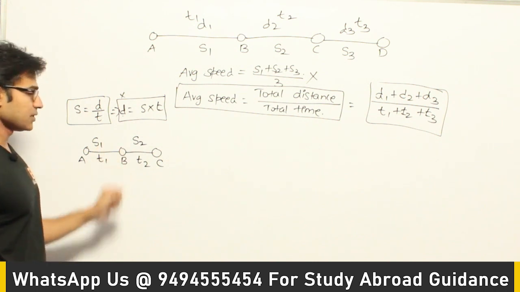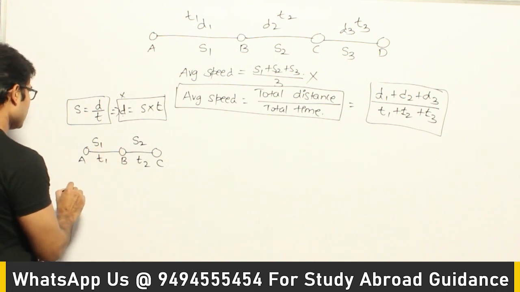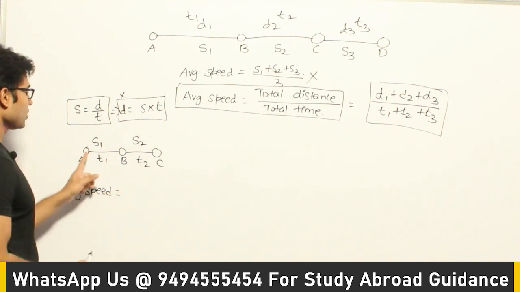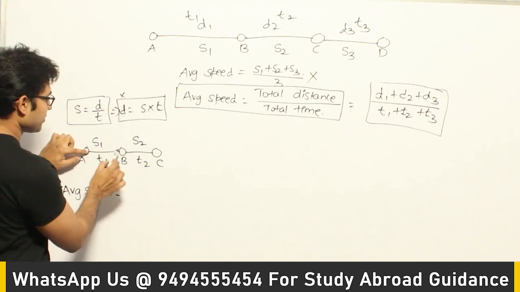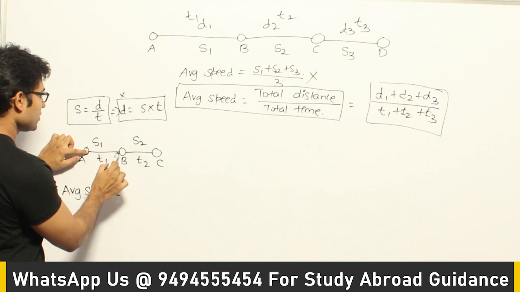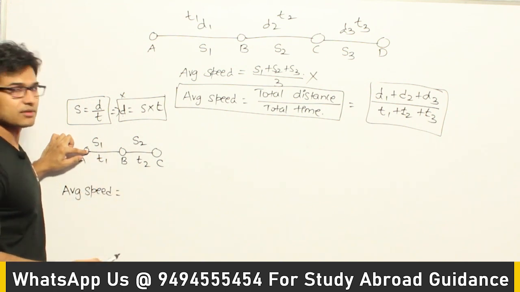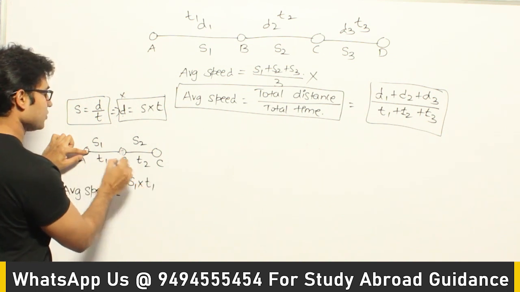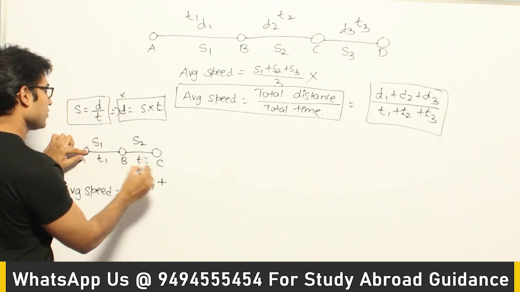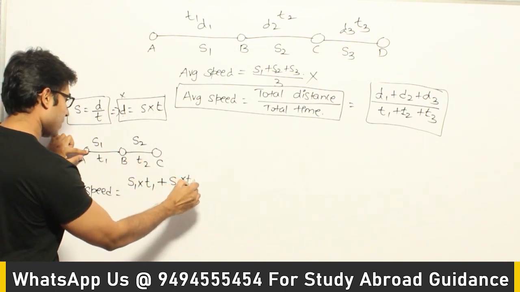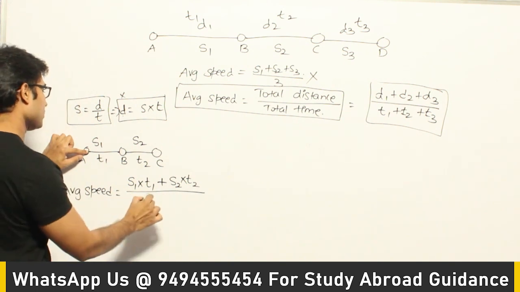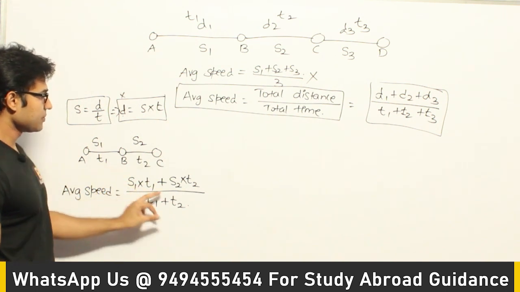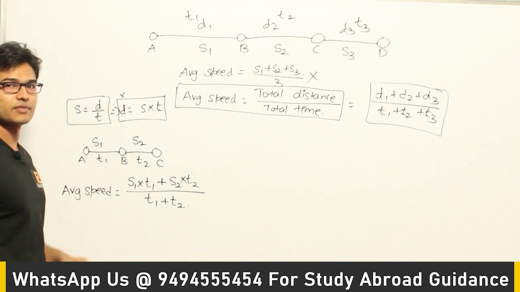So you cannot directly write s1 plus s2 by 2, right? So now average speed equal to total distance. So what is the total distance? Here some distance is covered and here some distance is covered. Now what is the distance here? Sorry, s1 into t1. s1 into t1 is the distance covered from here to here, plus what is the total distance covered from here to here? s2 into t2. Now this is the total distance you get divided by total time. So what is the total time here? t1 plus t2. Got it? Therefore average speed in terms of speed and times is this, which means if d is missing, right?